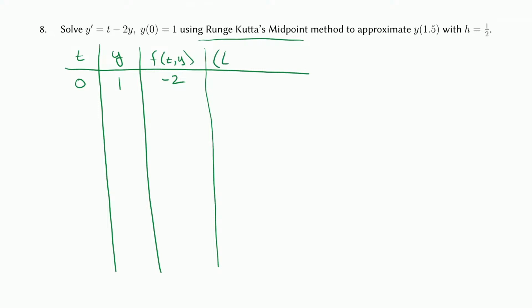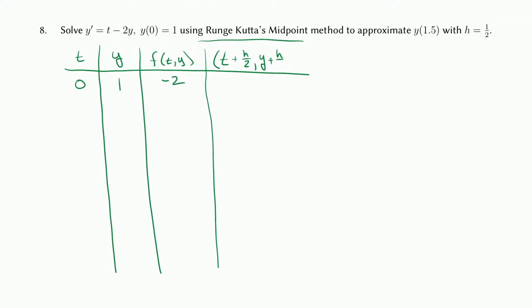So t plus h over 2. Whoops, that's supposed to be a 2. Let me get rid of that. That's better. And then y plus h over 2 times f. So what I'm doing here, and like I said, this is maybe a little bit of overkill in terms of making a table, but you have to compute these anyway.